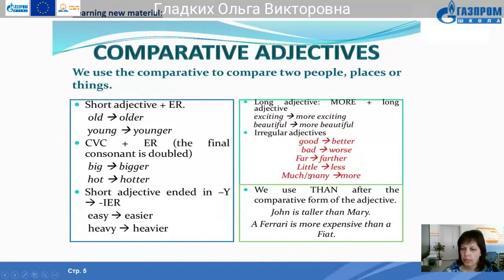So next, we use than after the comparative form of the adjective. Example, John is taller than Mary. A Ferrari is more expensive than a Fiat. And now, please give me your own examples of comparative adjectives. Example, big, bigger, old, older, tall, taller.